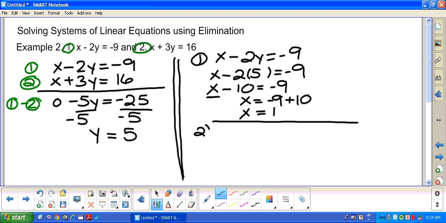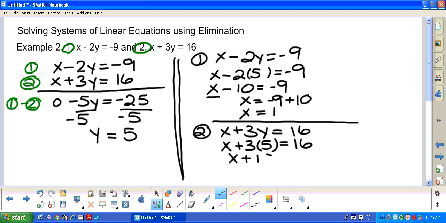Checking into the second line, I have x plus 3y equals 16 as my starting equation. Instead of y, I'm going to write the value that I just found out y is. 3 times 5 is 15. I'm going to move my positive 15 from the left side to the right side, and it's going to become negative 15. Positive changes to a negative. 16 minus 15 is 1.